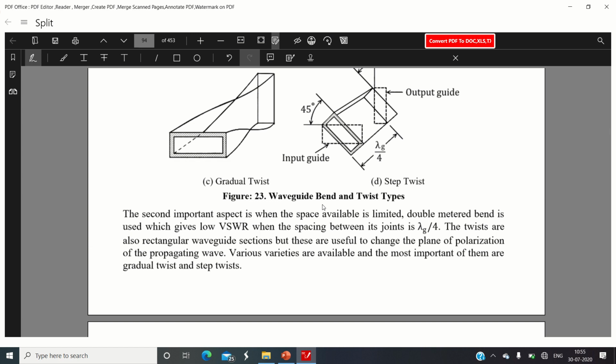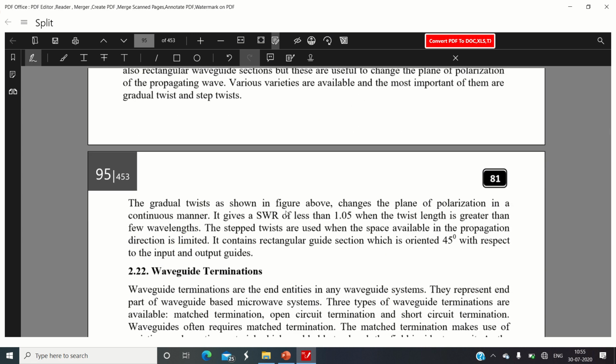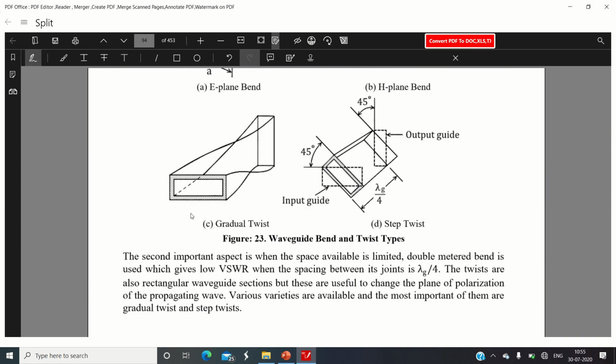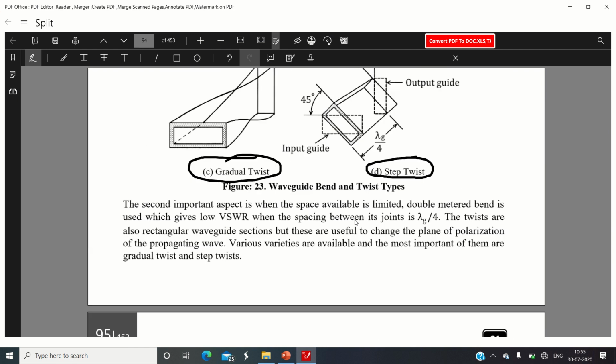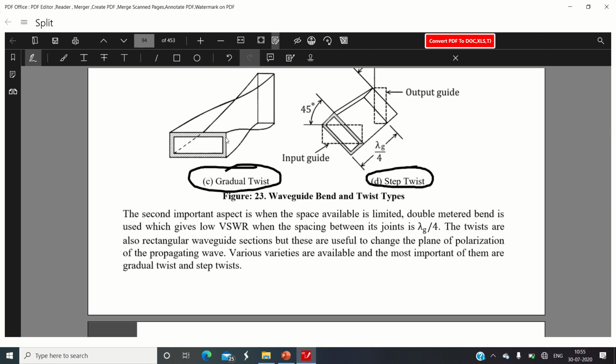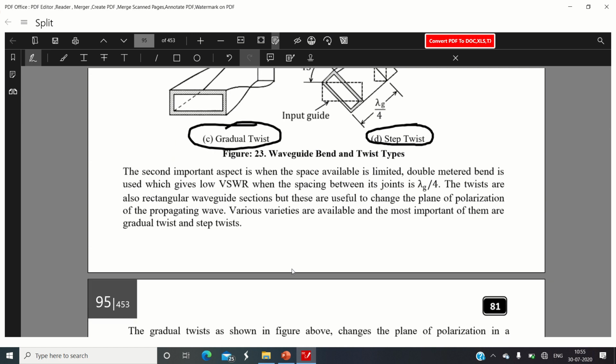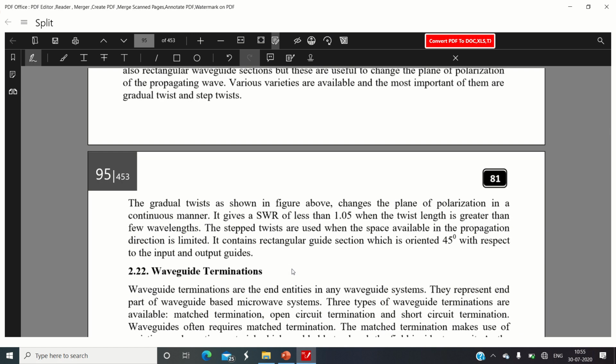These twists are useful to change the orientation of the electric field vector of the microwave signal. The twists are shown over here: gradual twist and step twist. The first type is a gradual twist, and the second is an abrupt twist, that is a 45° twist. What the gradual twist will do is orient the microwave signal from the horizontally polarized direction to the vertically polarized direction. Normally the twists are used when we want to change the orientation of the microwave signal.